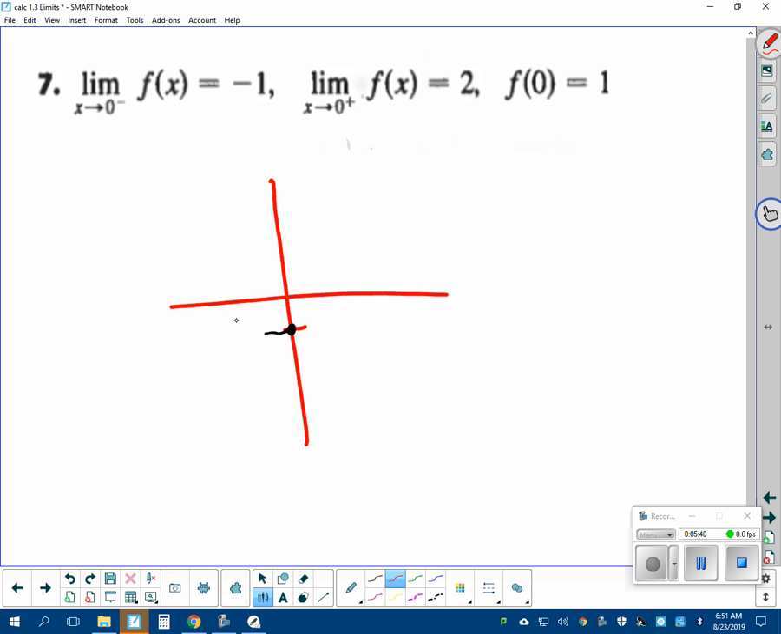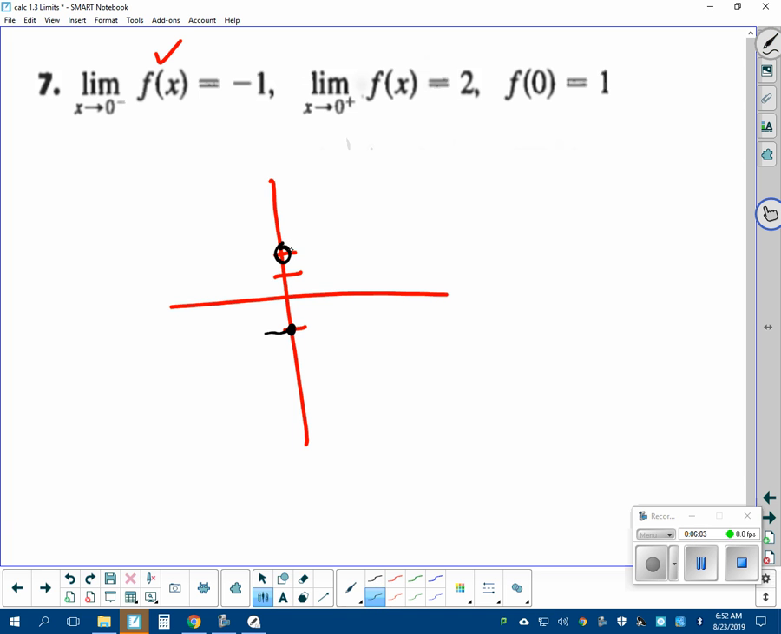If they don't give me any further information, I can put it wherever I want. Make the line extend wherever I want. Okay, the limit as x approaches 0 from the right side is 2. So at 0, I need to go up to 2. Now, because I've already used a closed dot, I have no choice but to use an open dot here.